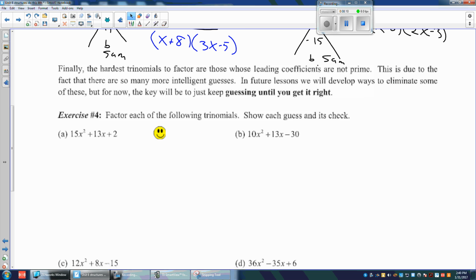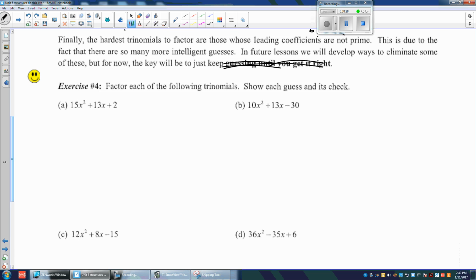So the teacher that made this worksheet said that finally the hardest trinomials to factor are those with leading coefficients that are not prime. Okay, because there is a lot more guessing. Well, guess what? No pun intended, sorry. We're not going to be guessing until we get it right. A is 15, B is 13, C is 2. 15 times 2 is 30, B goes down there, the 13 goes down there.